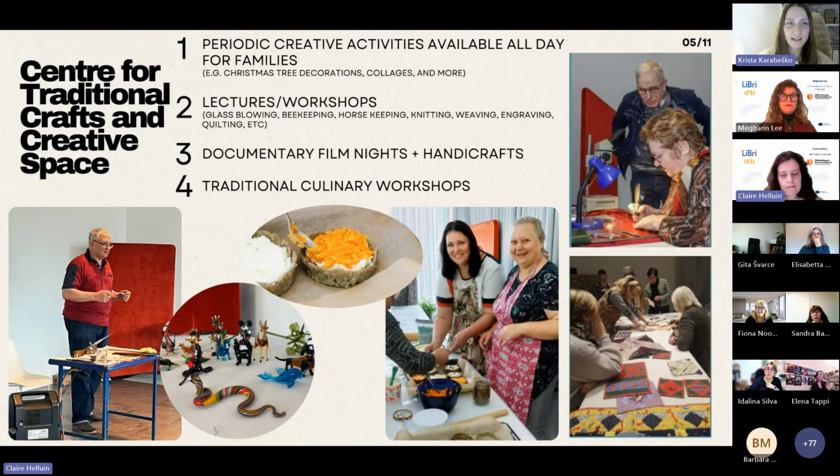So then we have some interesting lectures. For example, we asked the glass blower to come in, and he showed us how he does his work, and he also let everybody try to do something. For example, kids, they could blow a glass bubble, and the grown-ups, they could do some more difficult things. But we have also had beekeepers, horse keepers. Mostly we are knitting, weaving, or quilting and doing such things. And then once a month, we also do documentary film nights, where we ask people to come in with their projects, knitting projects, and whatever they are doing.